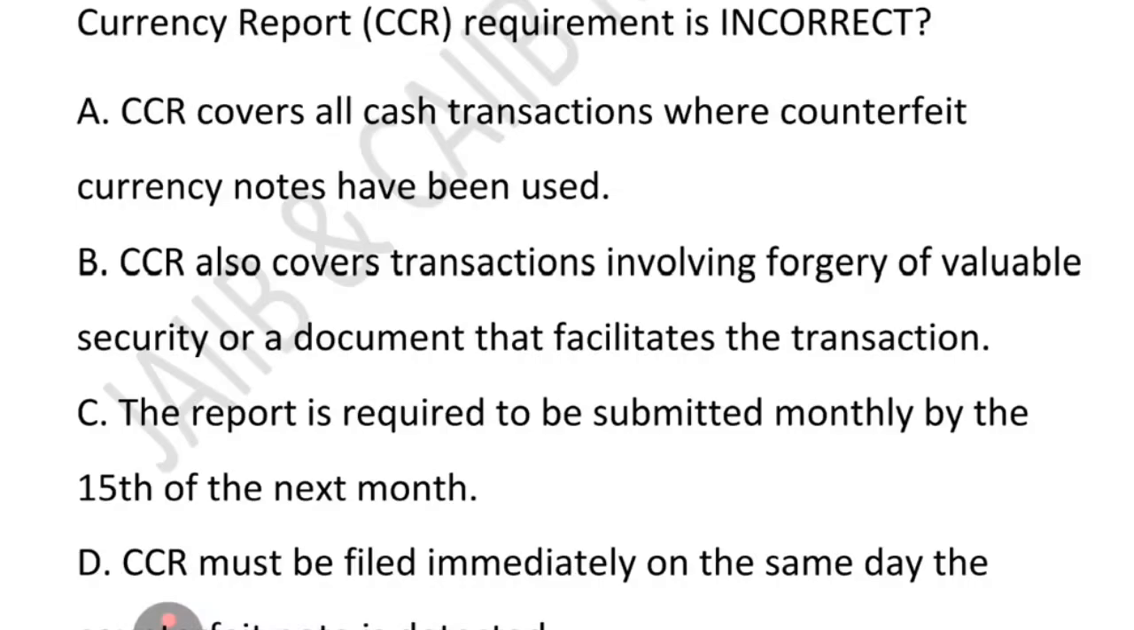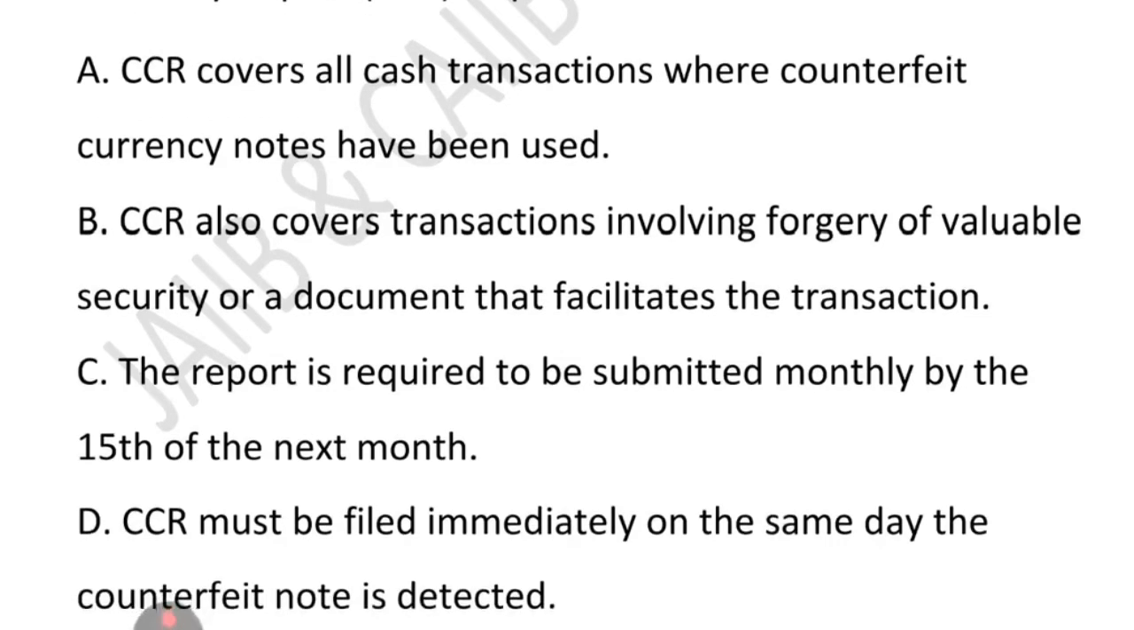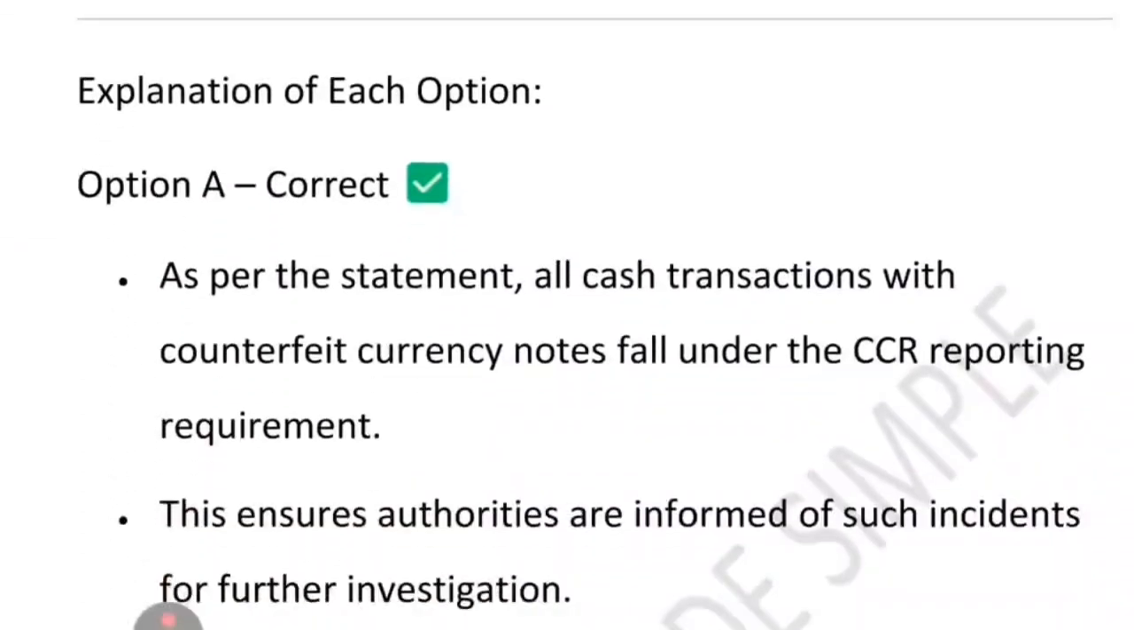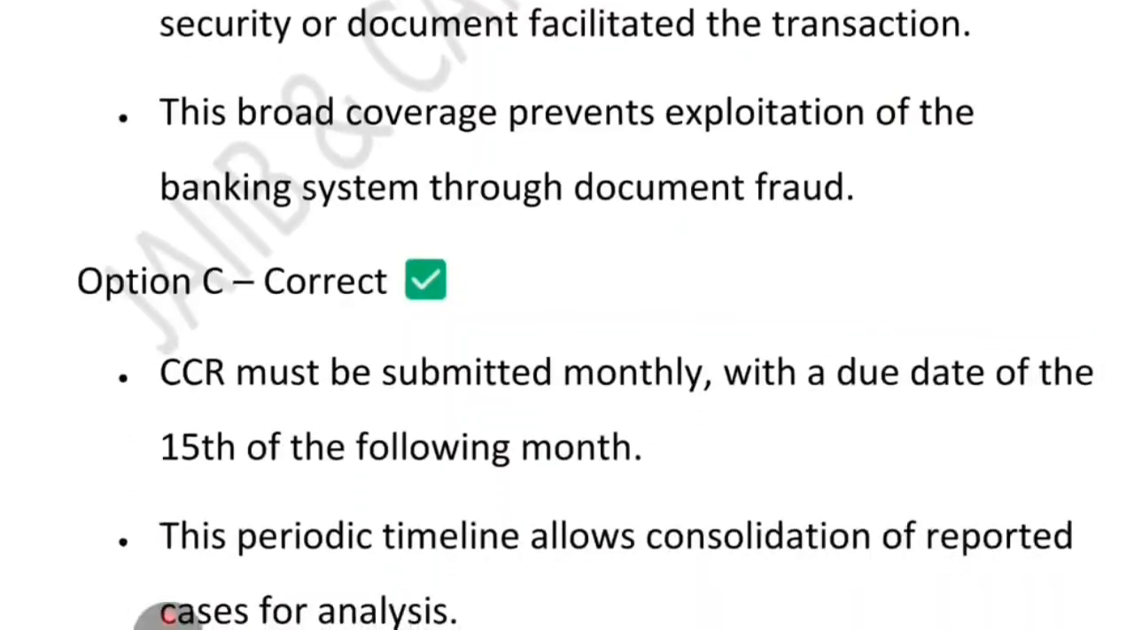Option number A is about fake cash. Option number B is about the fake document. Reporting timeline for CCR is monthly by 15th, not same day. So option number C is regarding monthly by 15th, and same day, that is option number D, is incorrect, right? So the incorrect statement is D. CCR is monthly, not instant. Remember the full form, counterfeit currency report, right?